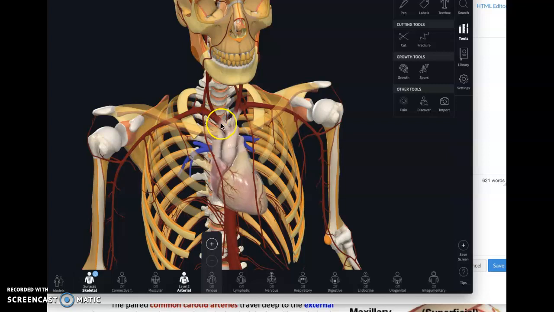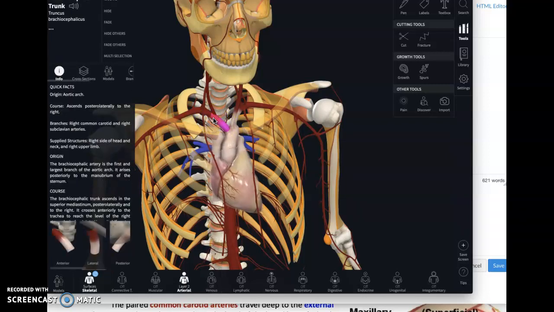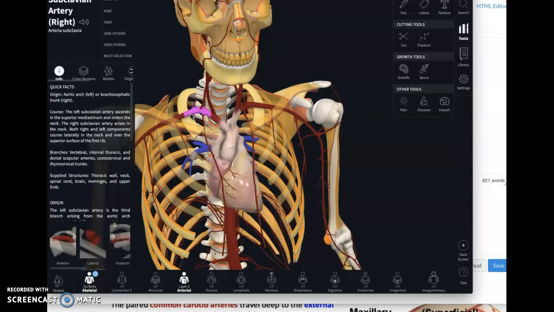And we have this one big vessel coming off. That is the brachiocephalic artery, or brachiocephalic trunk. I learned artery, so I'm going to use artery. That's the brachiocephalic artery, and it branches. We have one branch. Oh, look, it goes under the clavicle. What should we call that? That is going to be the right subclavian artery. So you need to tag the right subclavian artery.